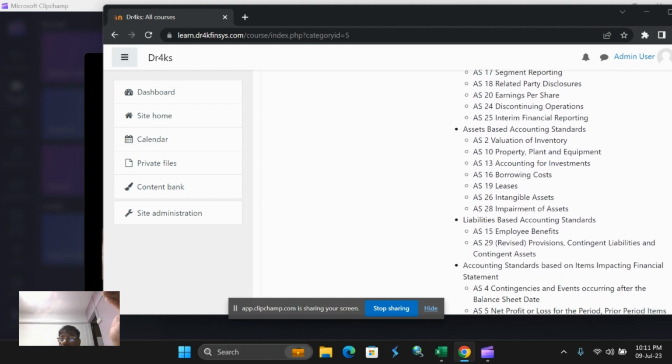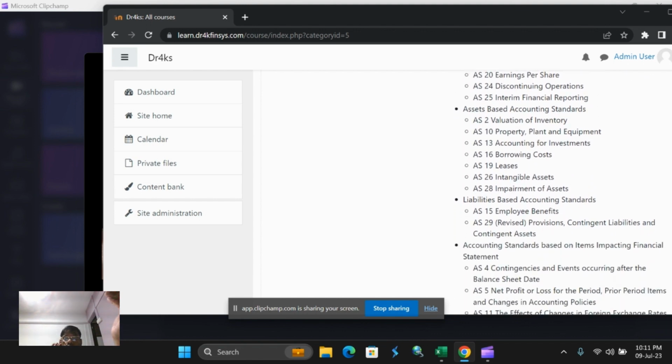Then comes the category of liabilities-based accounting standards, wherein the subtopics are like employee benefits. When you say employee benefits, they basically refer to the benefits which will be accruing to an employee on account of his service, but which the employee will be receiving in a future period of time. Say for example, an employee who works in a company for 5 years might be entitled to some retirement benefits, or if he completes a particular number of years of service.